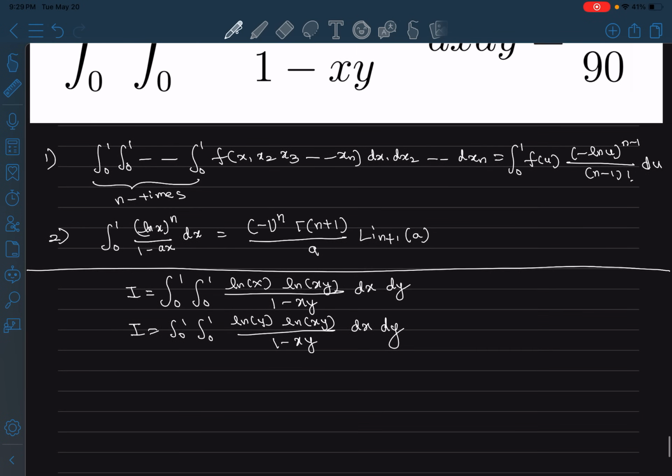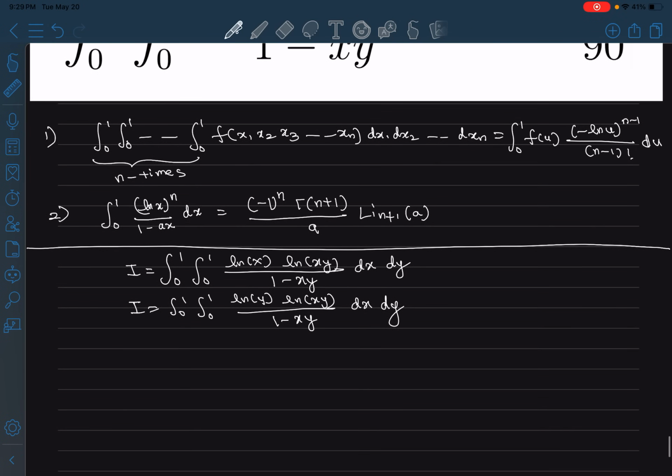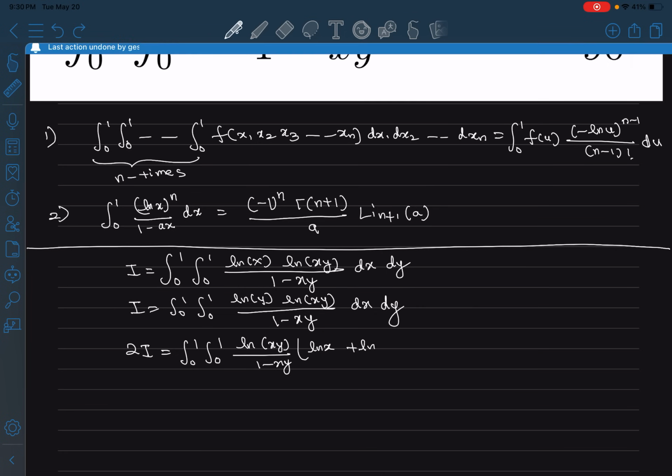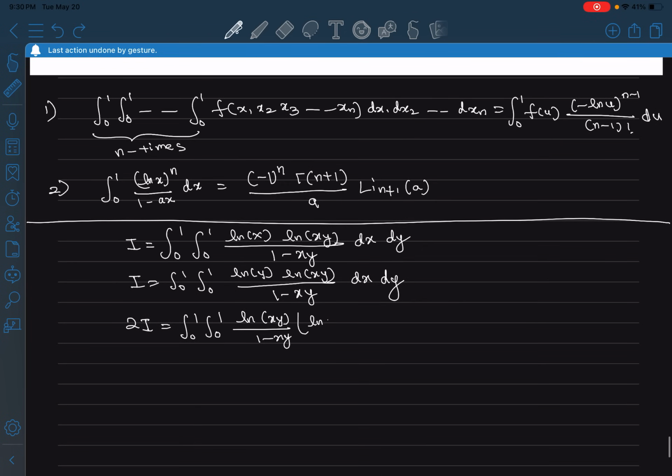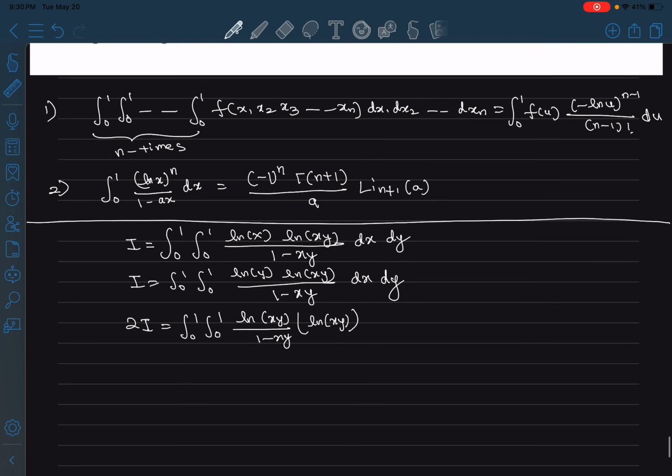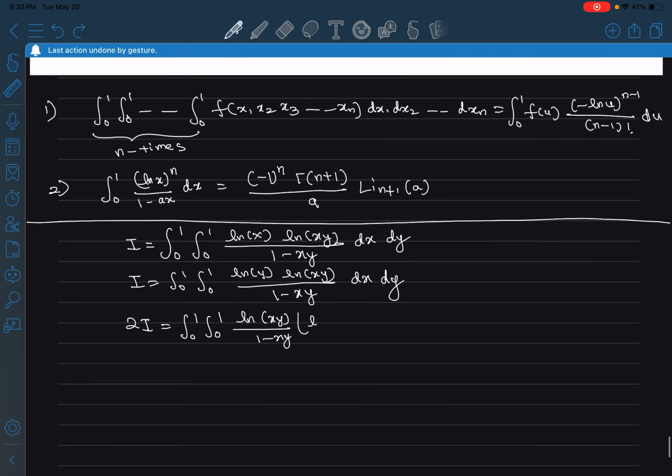So this is true. Now what if I add the two integrals? There's a really good thing. If I add those two, the 1 over 1 minus xy remains the same, and then there will be log x plus log y. Again, this can be written as log of xy. Since there are two copies of log of xy, this can be written as log squared xy.